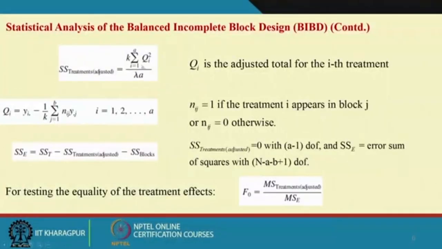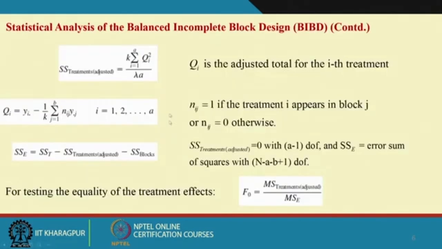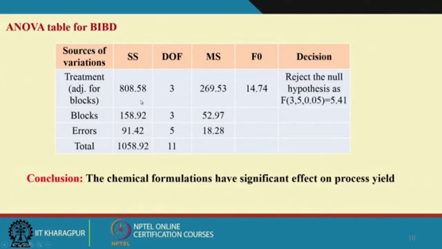Then you are using this computation for SS treatment, k times the sum over I equal to 1 to a of Q I square by lambda a. So, all Q I's are known, Q 1, Q 2, Q 3, Q 4 are known, lambda is 2, and so you can calculate. So, k is 3, lambda is 2, a is 4, if you put these in you will get SS treatment. So, here is the computation for SS treatment.